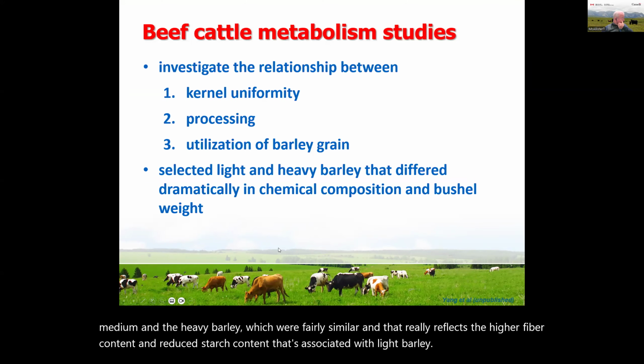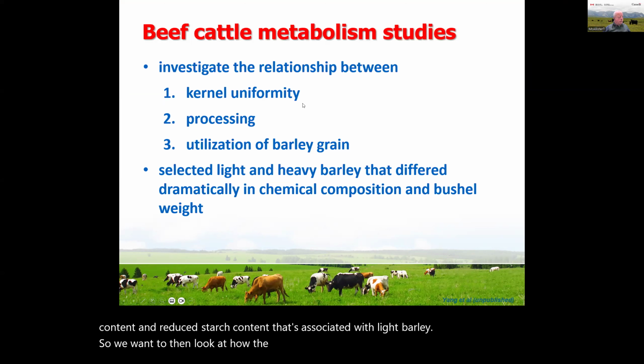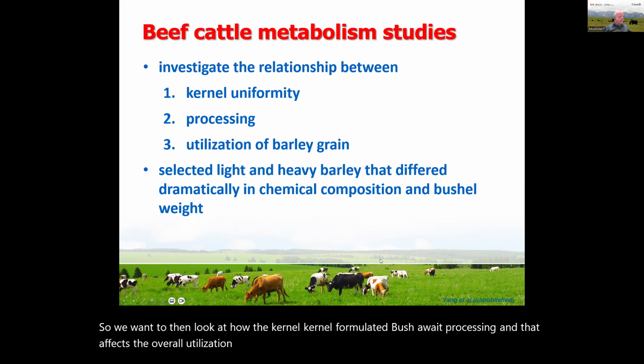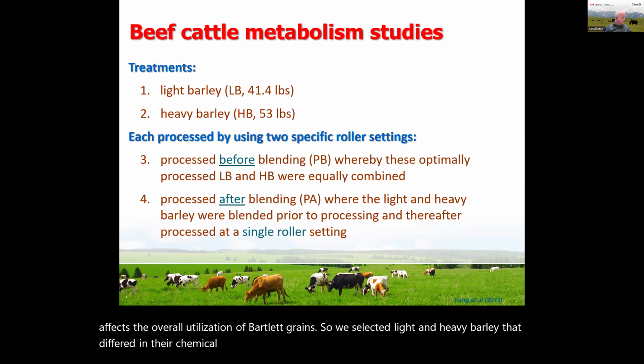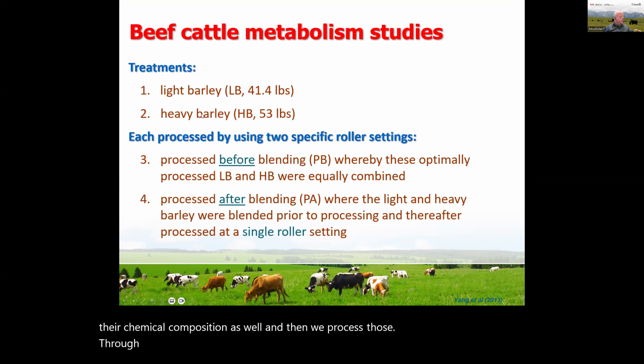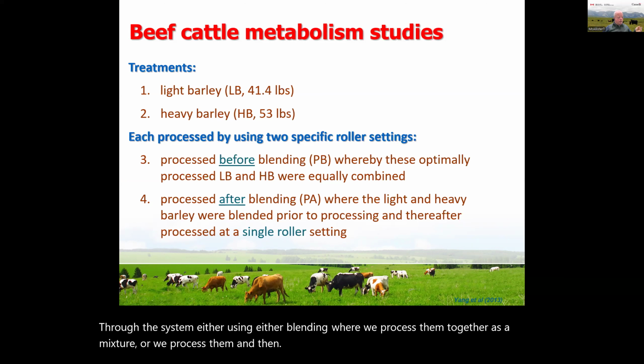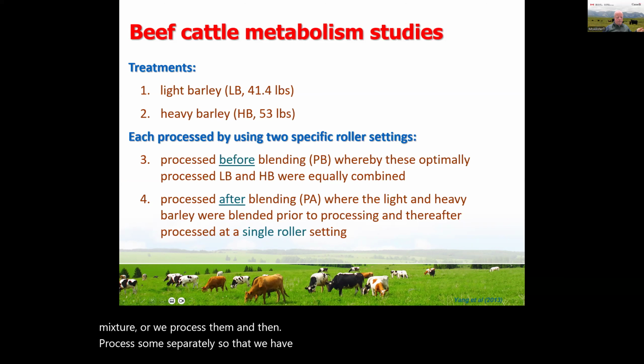So we wanted to look at how kernel bushel weight and processing affect the overall utilization of barley grains. We selected light and heavy barley that differed in their chemical composition as well. And then we processed those through the system, either blending, where we process them together as a mixture, or we process them separately so that we have a specific setting for the light barley and a specific setting for the heavy barley.